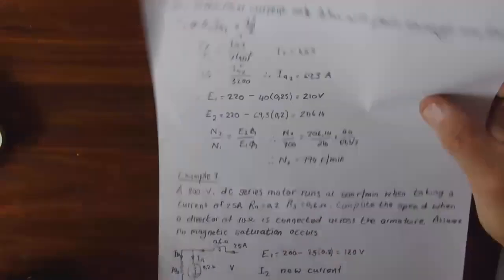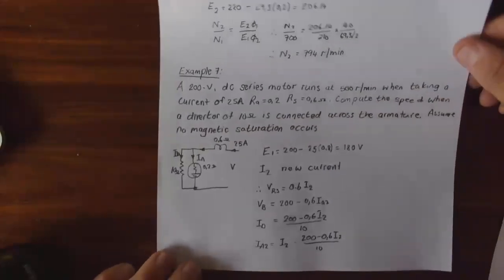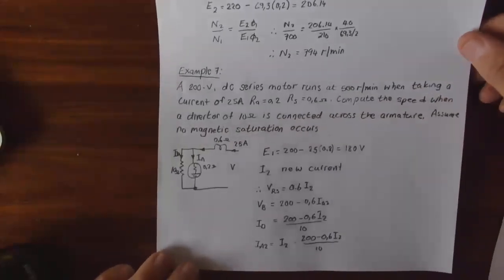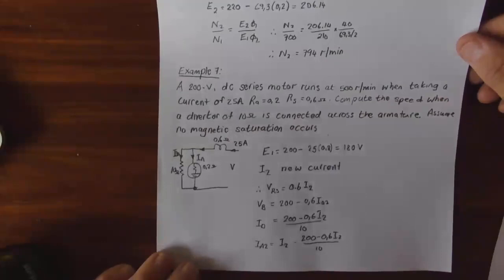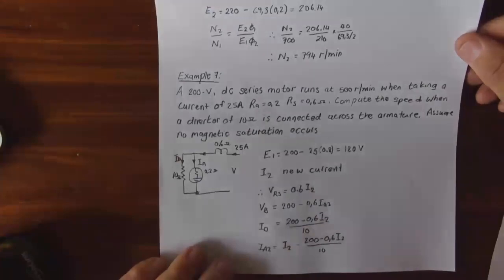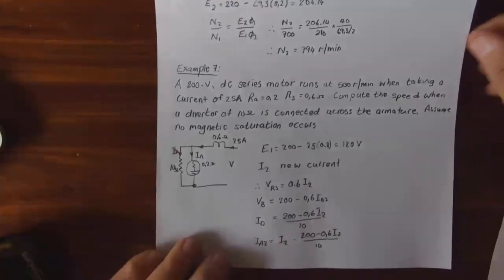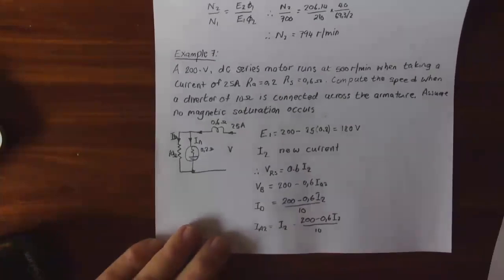Okay, example. A 200 volt DC series motor runs at 500 revs per minute when taking a current of 25 amps. RA is 0.2 ohm, RS is 0.6 ohm. Compute the speed when the diverter of 10 ohm is connected across the armature. Assume that no magnetic saturation occurs. So that is our equivalent circuit there.